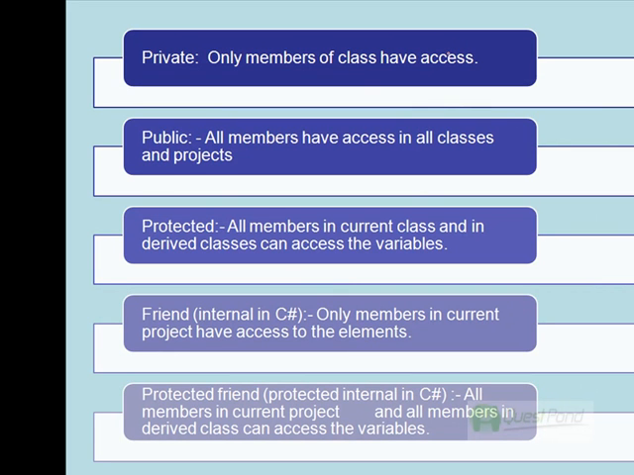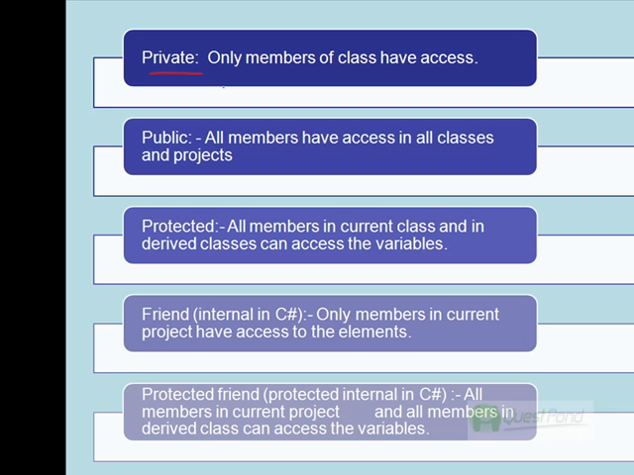Now there are 5 different ways by which you can do encapsulation. So the first one is private. The time you define a function as private, which we have already done in the code, only the members of the class can have access to it. So any external members cannot have access to these functions.